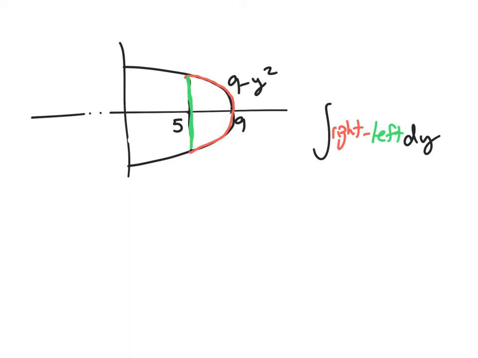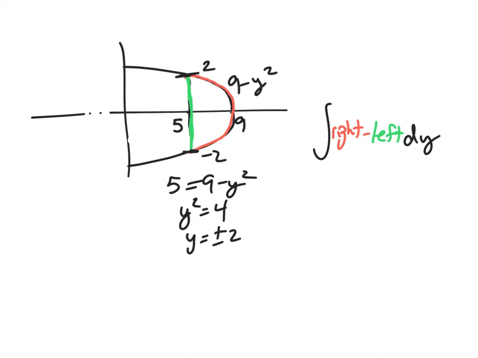The other issue is we need to find our bounds, right? So for x, we usually go from left to right. So for y, we should be going from bottom to top. So we need to find these intersection points, right? So what are those? Well, that's where 5 is equal to 9 minus y squared, or when y squared is 4. So these are plus or minus 2. So this is negative 2. This is 2. And so these are bounds for our integral.